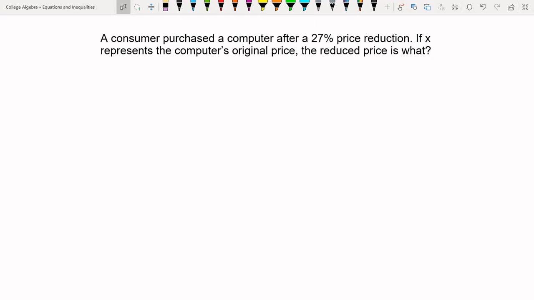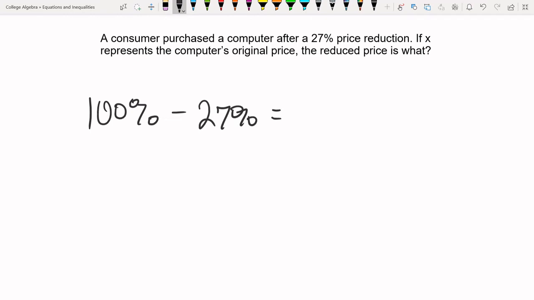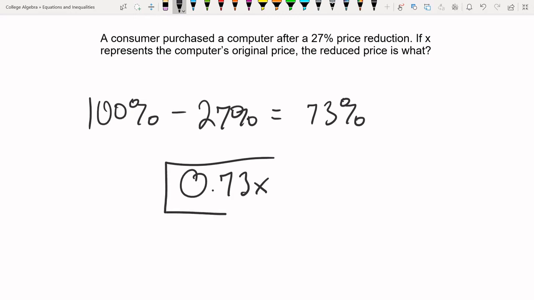If it was reduced by 27%, that's 27% taken off of 100%, which is the full price. So the new price is 73% of its original price. If the original price is X, then 0.73 times X is the new price of the computer. Of course, once we know what X is, we can just plug it in and calculate, and we'll get the new price.